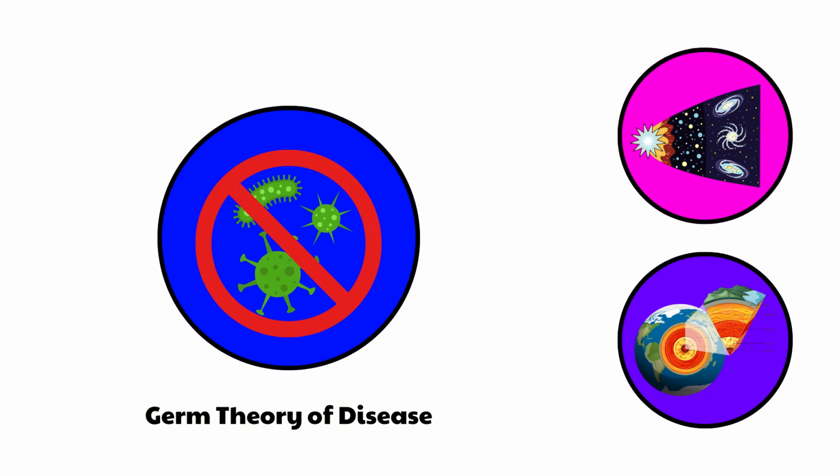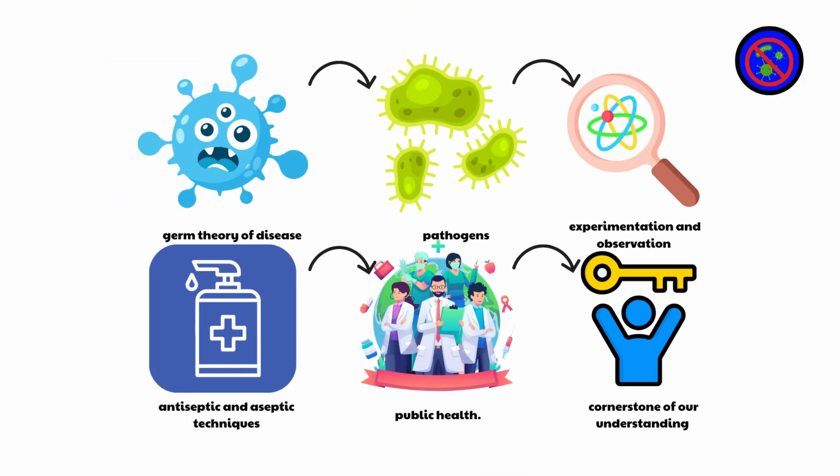Germ theory of disease. The germ theory of disease, developed primarily by Louis Pasteur and Robert Koch in the 19th century, represents a paradigm shift in our understanding of illness and health. This theory proposes that many diseases are caused by microorganisms too small to see without magnification, known as pathogens or germs.